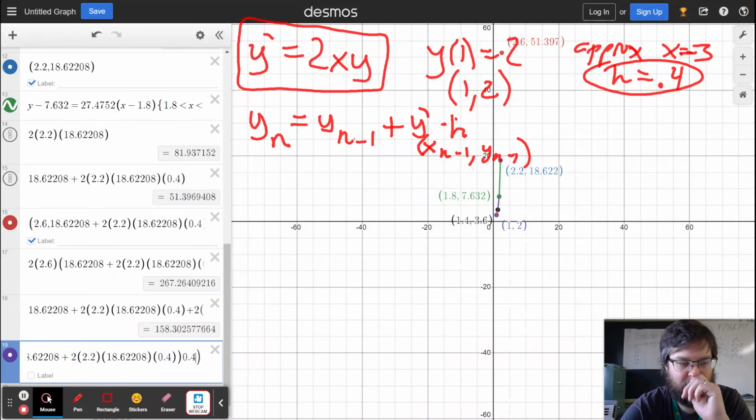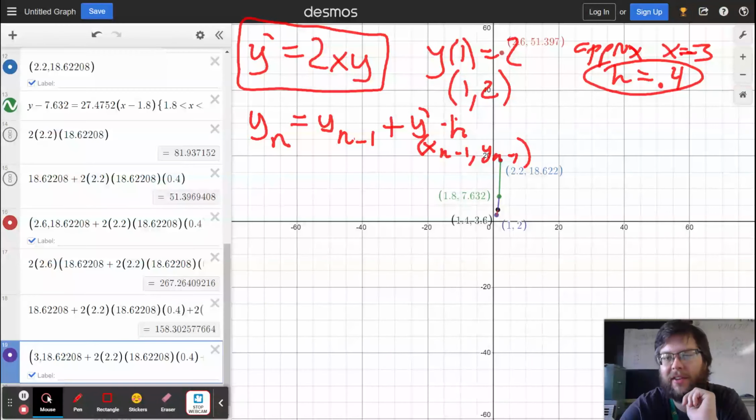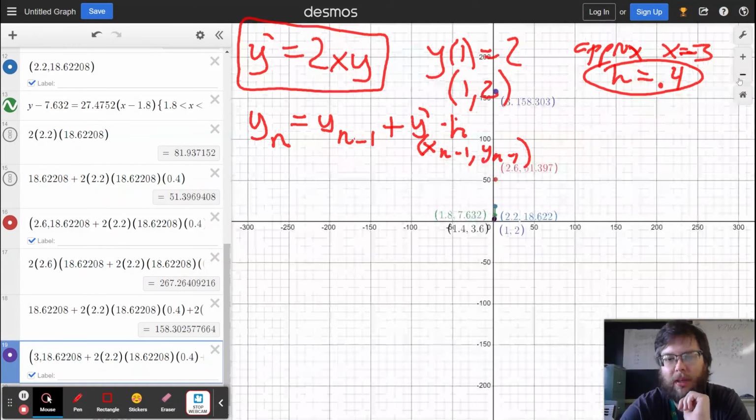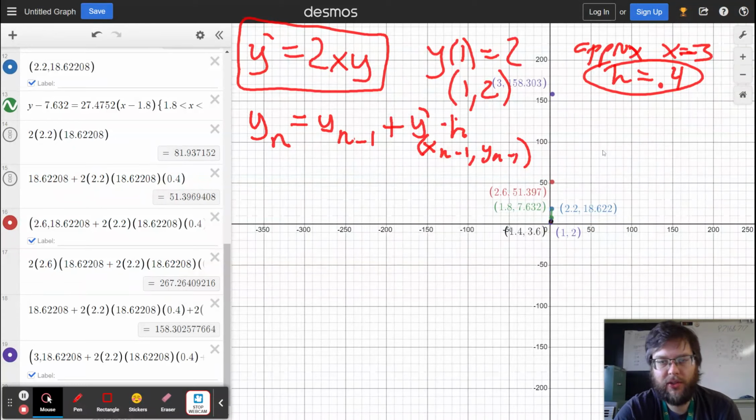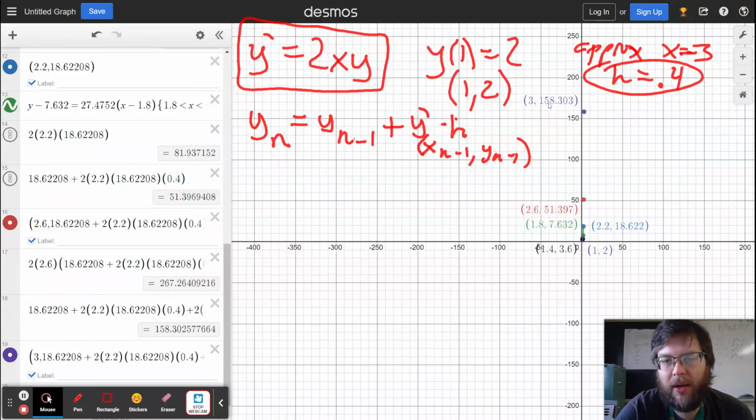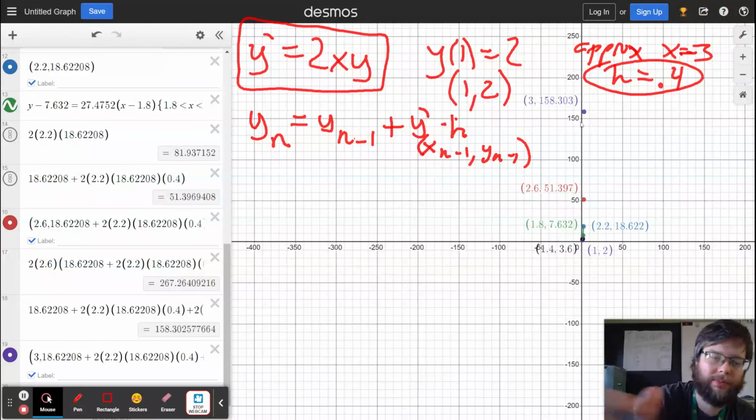So as the calculations got crazier and crazier, I stopped typing it all in and I just started copying and pasting. Okay, great. So that's how you get your solution. So I guess that we're predicting about 158 for when x is equal to 3.